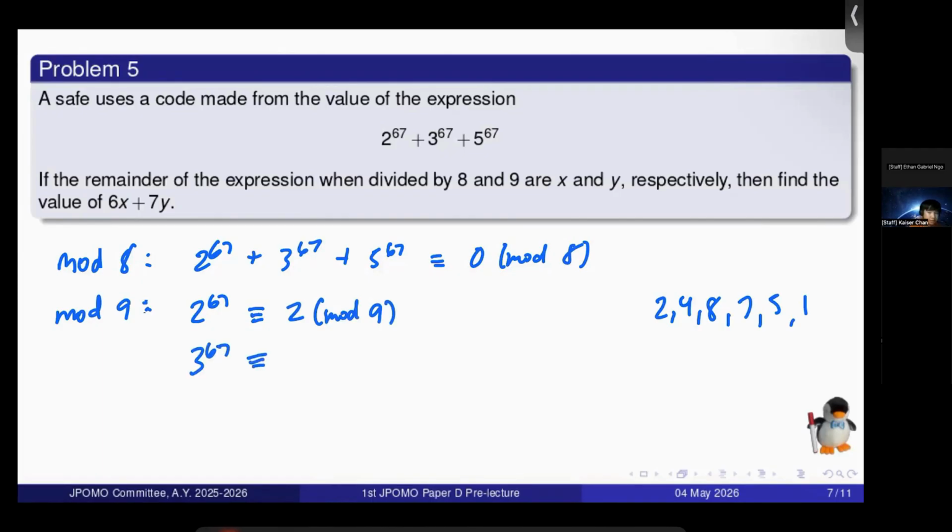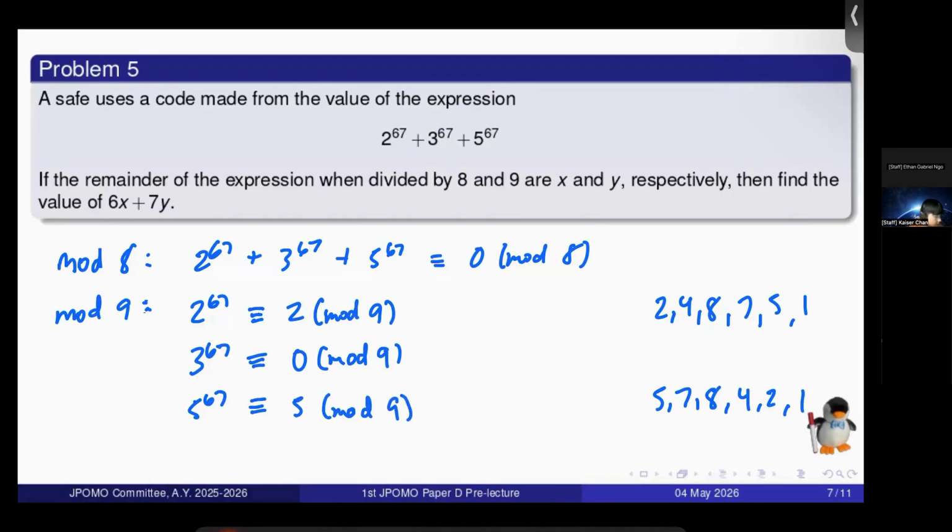And 3 to the 67 is already divisible by 9 since 9 is 3 squared. So we write 0 mod 9. And then for 5 to the 67, we can list cycles again. In fact, it also has period 6. I'll just list it here for completeness. In fact, it just goes backwards. And 67 is again 1 mod 6, so it's 5 mod 9.